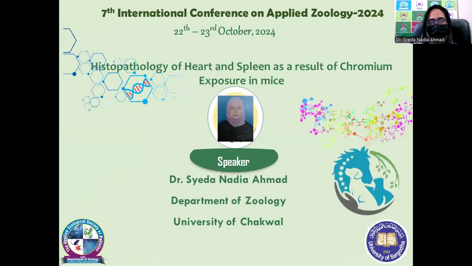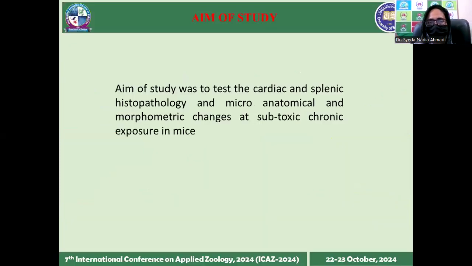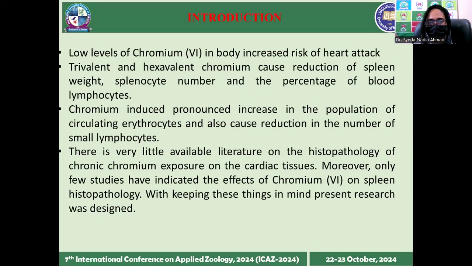And the topic that I'm going to discuss is about histopathology of heart and spleen as a result of chromium exposure in mice. The aim of the study was to test the cardiac and splenic histopathology and microanatomical and morphometric changes at subtoxic chronic exposure in mice.